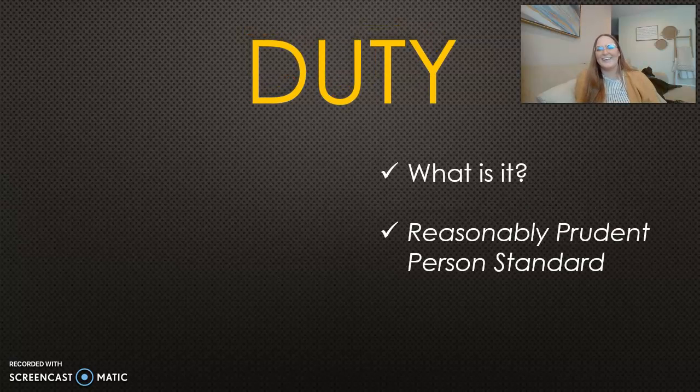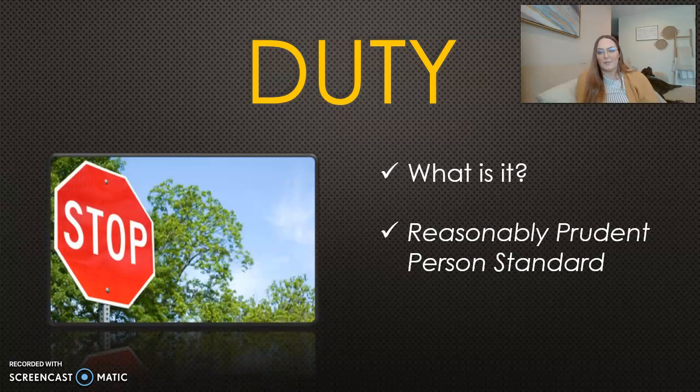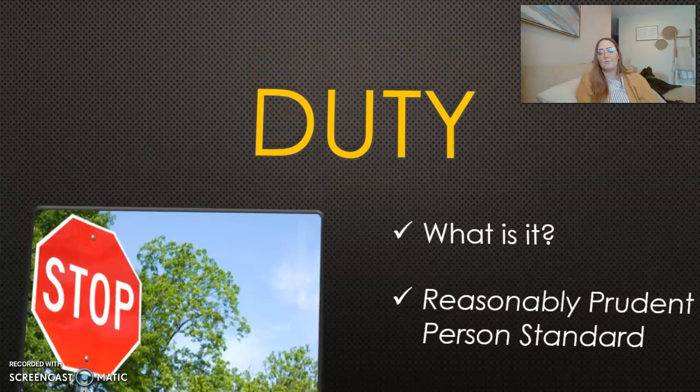What is it? It is basically summed up as a standard to apply yourself to. So you have the duty to act as a reasonably prudent person would in any situation. So let's talk about some examples here having to do with that. You, as a driver, have the responsibility to stop at a stop sign. In other words, you have the duty to stop at a stop sign, because that's what a reasonably prudent person would do.